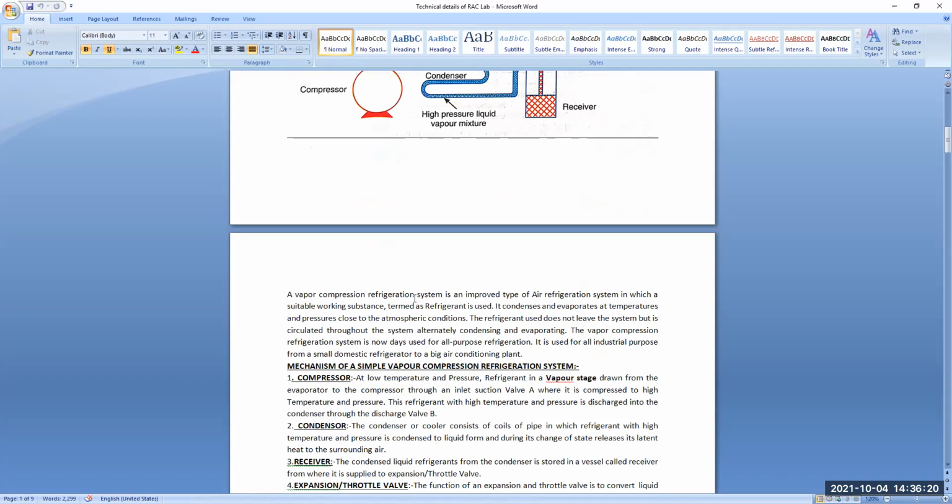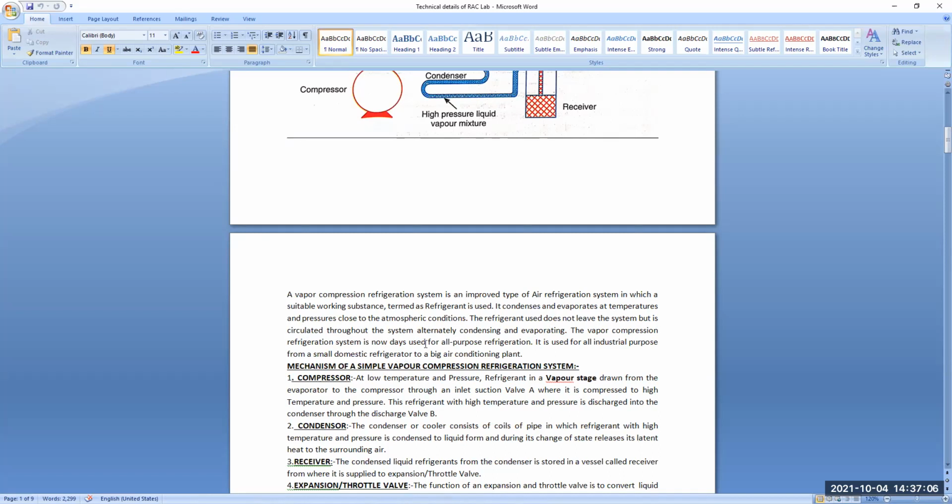A vapor compression refrigeration system is always an improved type of air refrigeration system in which a suitable working substance termed refrigerant is used. It condenses and evaporates at temperatures and pressures close to the atmospheric condition. The refrigerant flows through the system in some places in a gaseous form and some places in liquid form, and it is compressed and works at a pressure close to the atmospheric condition itself. The refrigerant does not leave the system at all, but is circulated throughout the system, alternately condensing and evaporating.